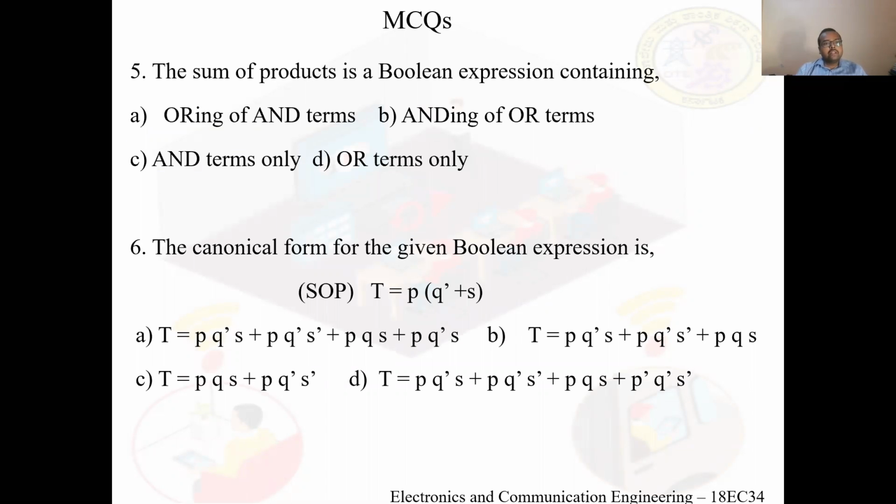The fifth question, the sum of products is a Boolean expression containing, it says sum of products. Sum stands for what? Everyone remembers? Sum stands for OR, product is an AND term. So what we have is ORing of AND terms. ANDing of OR terms. What is the correct option here? ORing of AND terms, sum of products. Option A is the correct answer.